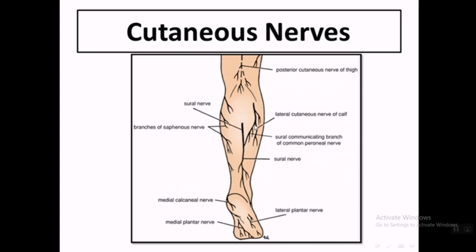The posterior surface of the leg is supplied in its upper part by the posterior cutaneous nerve of the thigh, supplying the posterior aspect of the upper part of the leg. The lateral cutaneous nerve of the calf, supplying the upper part of the posterolateral surface of the leg. And the sural nerve, which is a branch from the tibial nerve, supplying the posterior aspect of the leg.